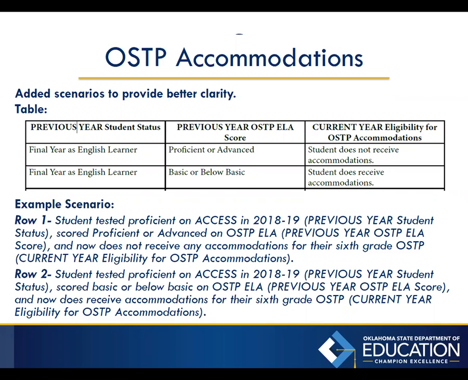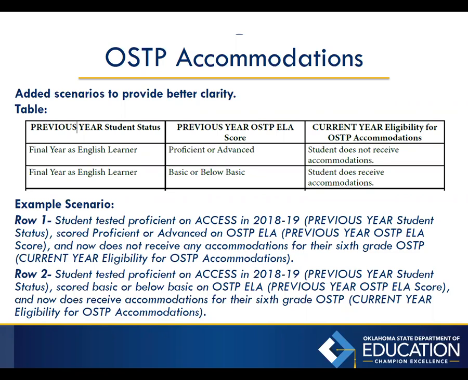So this isn't the entire table. This is just an example of the top two rows, because I don't want to clutter up this screen any more than it already is. But essentially the first line here is asking, in the current year eligibility, does this student receive accommodations? And if in the previous year, and how this is most to be read is that if I'm looking at this for 2019-2020 OSTP testing, and I want to know for the spring testing window coming up in a few months, does this kiddo get accommodations? That's the angle that I'm looking at this from.